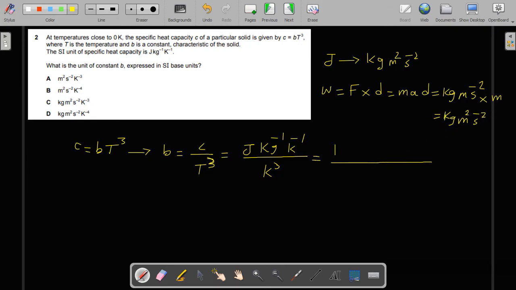So if you substitute joule as kg m2 s negative 2 times kg negative 1 times K negative 1 divided by K 3. So the final result will be, if you simplify kg and kg negative 1, the final result will be m2 s negative 2 K negative 4. B is right.